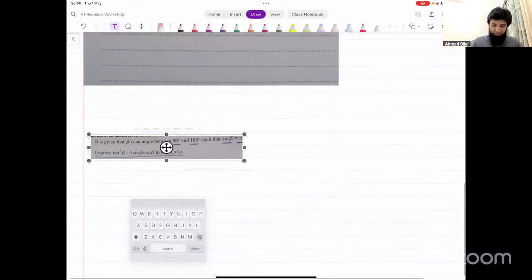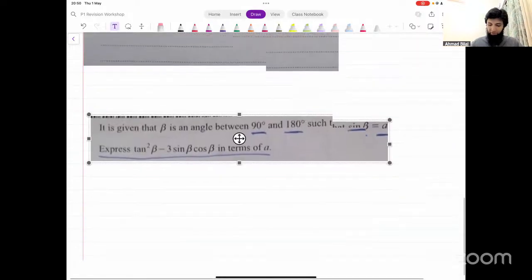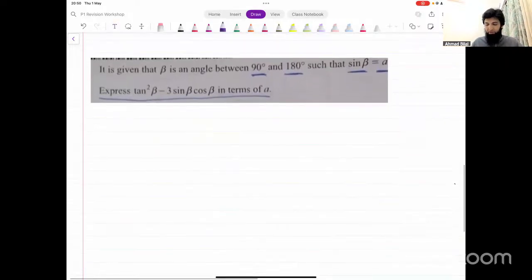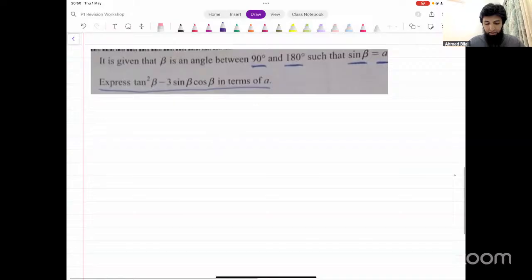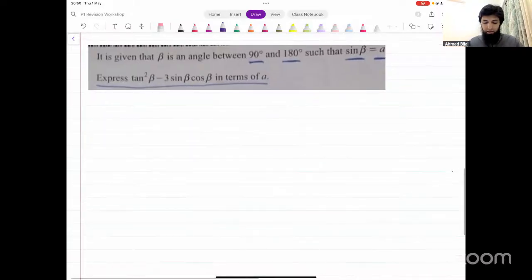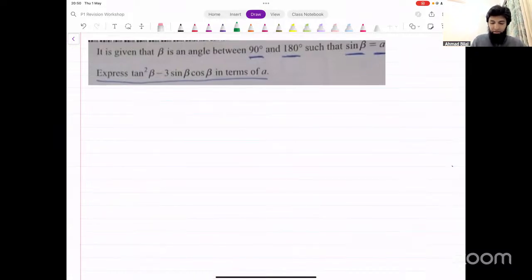Okay, let's try this. It's given that beta is an angle between 90 degrees and 180 degrees such that sine of beta is equal to A. Express tan square beta minus 3 sine beta cos beta in terms of A. Okay, so one possibility is that you use identities, but this is done much more easily using a right angle triangle. It's an obtuse angle, right? It's between 90 degrees and 180 degrees.